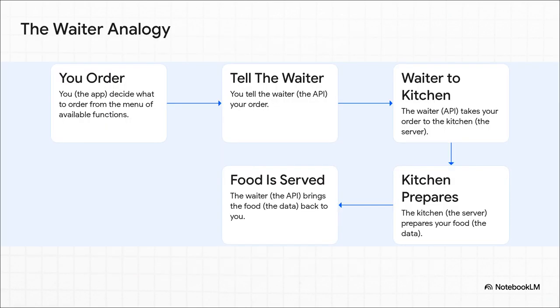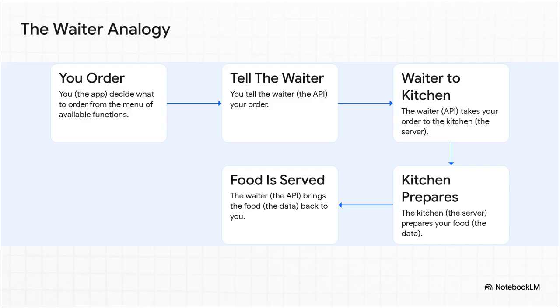Probably the best way to think about it is the classic waiter analogy. Imagine you're at a restaurant. You don't just walk into the kitchen and start cooking, right? No way. You look at the menu, the available options, and you give your specific order to the waiter. That waiter is the API. They take your request to the kitchen, the kitchen does its thing, and then the waiter brings you back exactly what you asked for. You never needed to know the recipe, you just got your food.